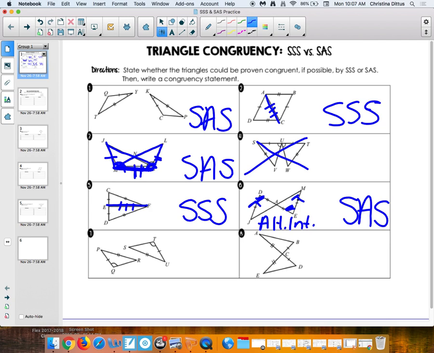Questions on 6? That was pretty tricky. Okay. 7, I have two side pairs, angle pairs, so I got SAS, yeah? Yes. No. Yes, no? I got bad words. This is nothing.